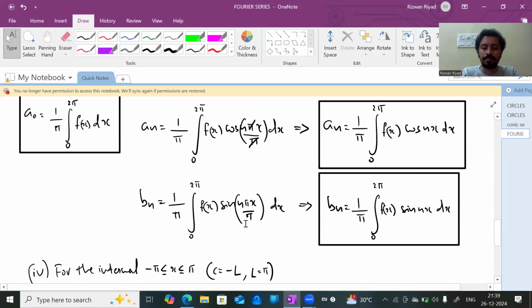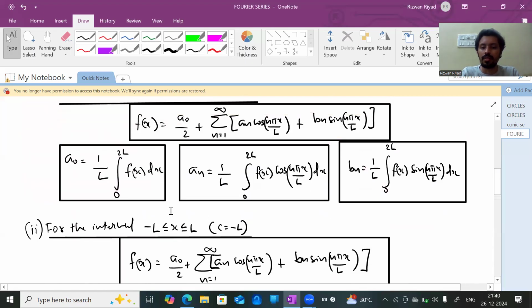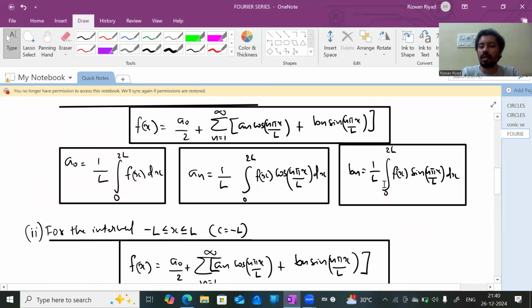Next, what about bn? Regarding bn, this bn is 1 by L integral 0 to 2L. That 1 by L becomes 1 by pi, and 0 to 2L becomes 0 to 2 pi.